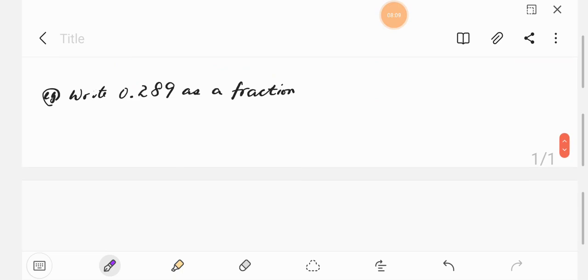Okay, then let's write this decimal number as a fraction. So look at this. This is tenths, hundredths, thousandths. So the denominator has to be thousandths, right? How many of them? 289 thousandths. Make sense? So write down the number 289 over 1000.